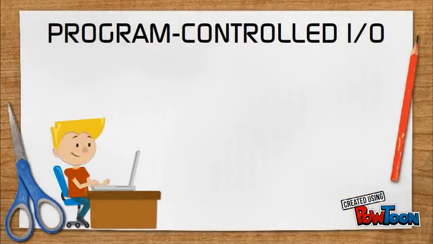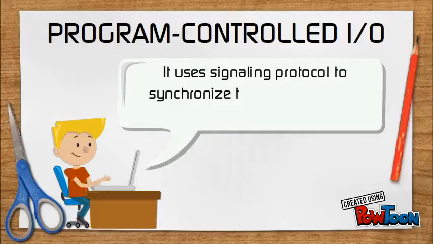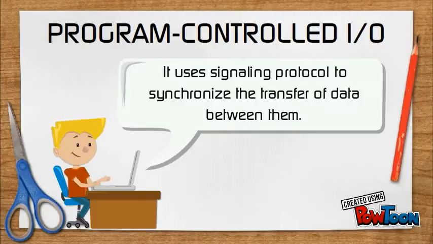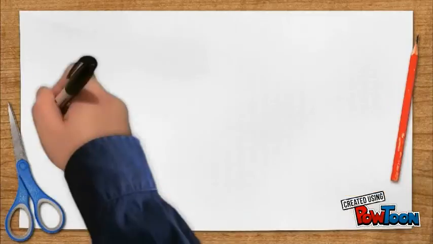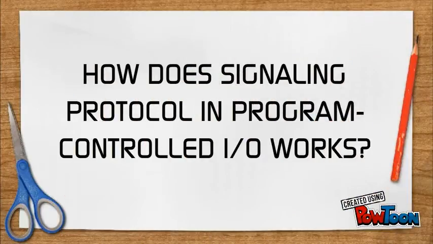In program-controlled, the difference in speed between the processor and the input-output device creates the need to use a signaling protocol to synchronize the data transfer between them. So how does the signaling protocol in program-controlled input-output work?